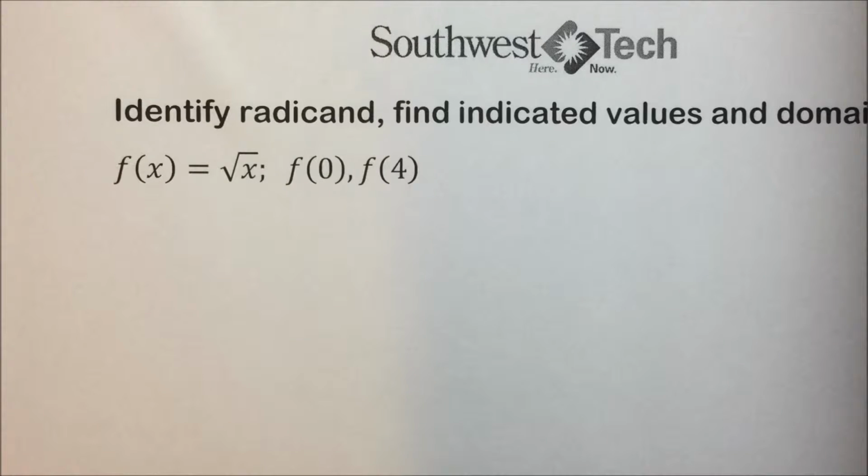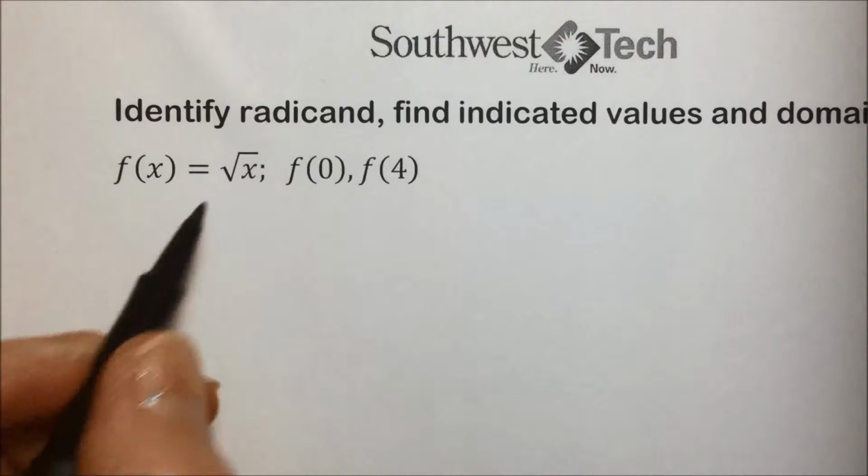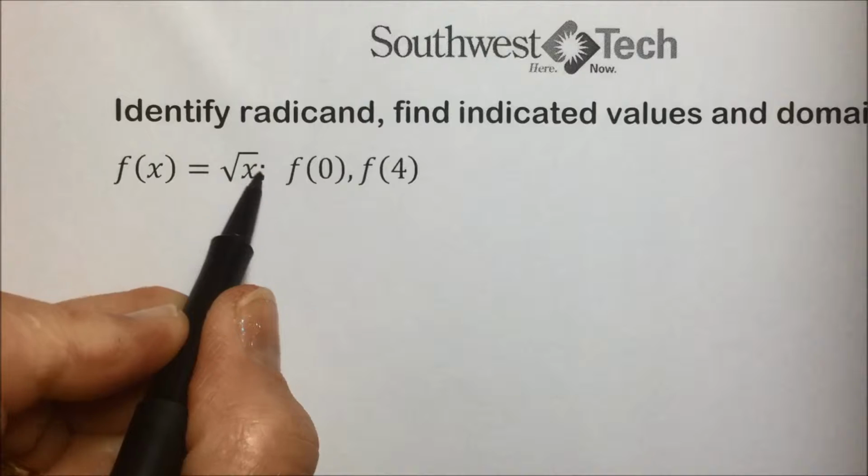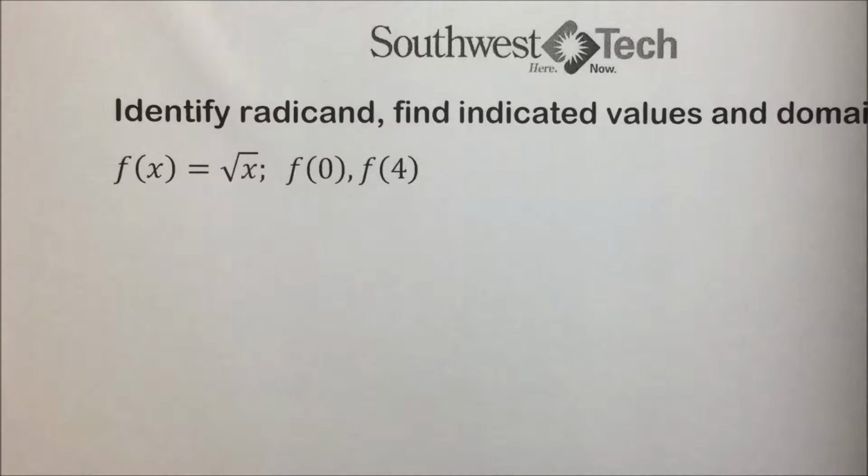Section 7.1, Radical Functions. In this first example, they're asking us to identify the radicand, find the indicated values, and the domain. The radicand is always the quantity underneath the radical, so our radicand would be x.